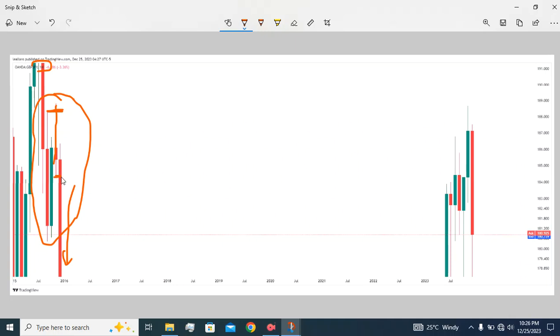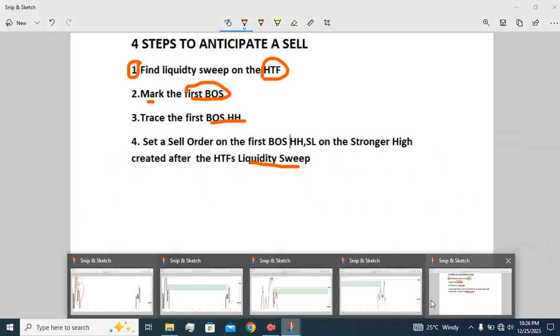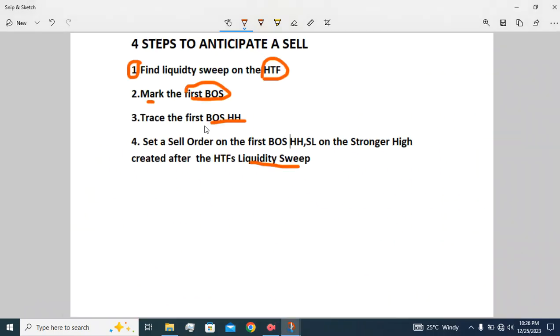This round here. I'm gonna drop down on the daily time frame, and you'll see the way this first break of structure is clear. Then step number 3 says trace the first break of structure's high, right? This first break of structure's high. Then step number 4, set a sell order on the first break of structure's high.